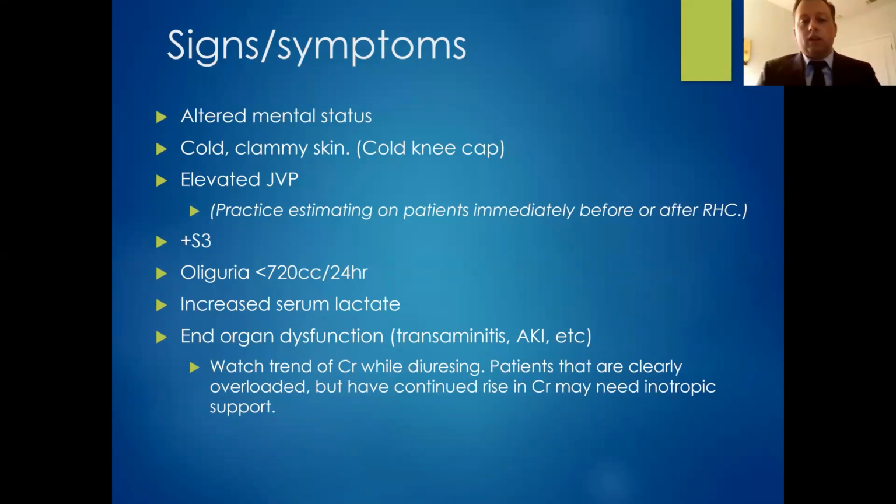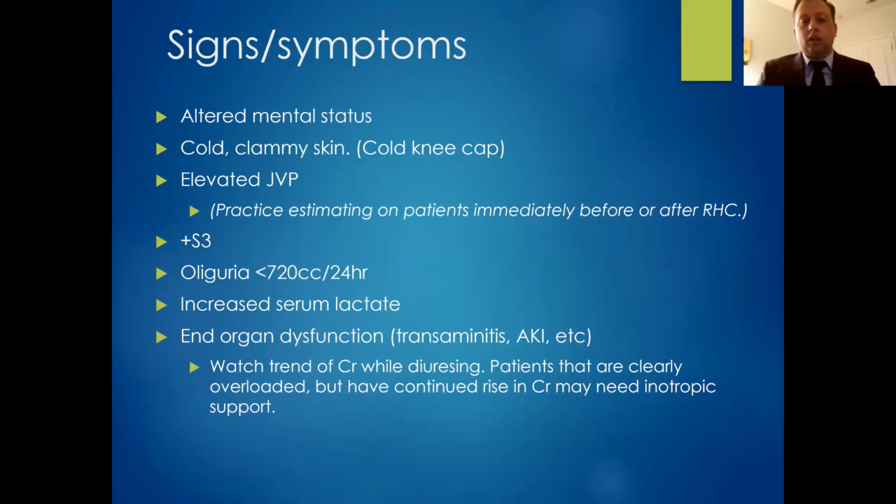Every time I discuss an elevated JVP with any trainee, they always say, I'm not really good at estimating the JVP, it's difficult to see. Really, it's something you want to practice on patients immediately before or after they get a right heart cath. If you send them to the cath lab before you do one bedside, really try to estimate what the right atrial pressure is going to be and see how closely it aligns with what you have on cath.